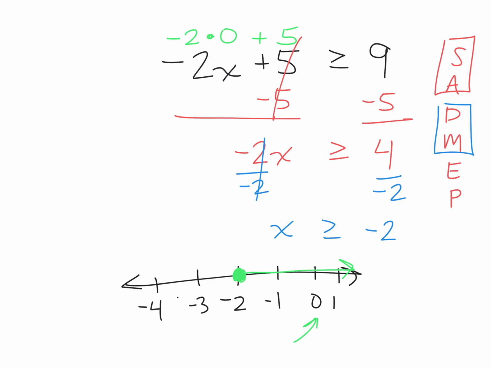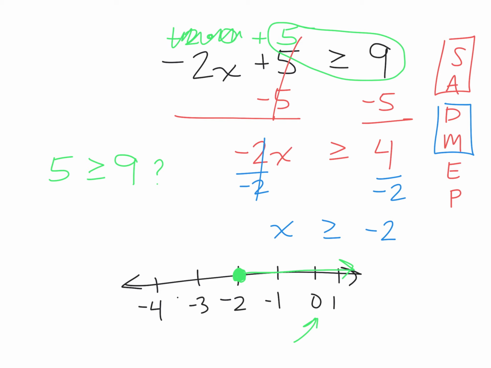Well, negative 2 times 0 is, well, 0. In essence, this part is gone, and we're just left with plus 5, or in this case, positive 5. So I'm basically left with this part of the inequality, which I'll rewrite over here on the left, which says that 5 is greater than or equal to 9. Wait a minute. 5 isn't greater than or equal to 9. What happened? Did we do all of our steps correctly?